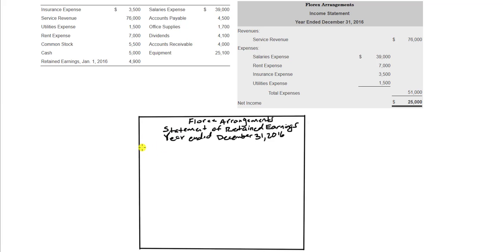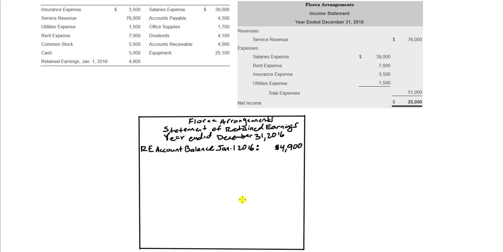So the first line will be the retained earnings account balance. I'm sure it'll give this to us. January 1st, 2016. So at the start of this year. January 1st, 2016 was what? $4,900. Okay, so that's coming into the year.